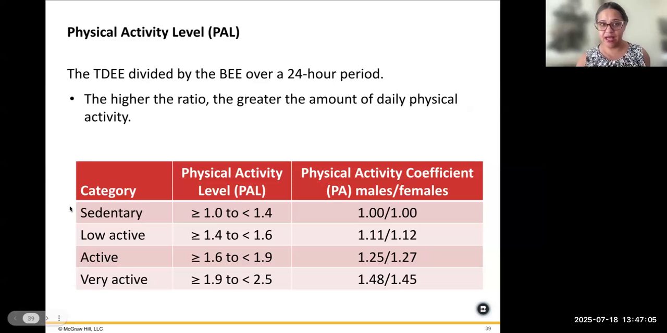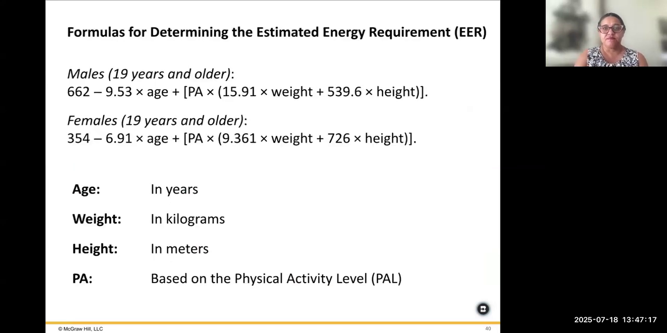Physical activity level, or PAL, is the TDEE divided by the BEE over a 24-hour period. And the higher the ratio, the greater the amount of daily physical activity it represents. And there are whole mathematical formulas to determine the estimated energy requirements, and they are different for males and females. Age in years, weight, always talking about weight in kilograms when it comes to scientific things. Height, meters, always meters, and then PA is based on that physical activity level from the previous slide.